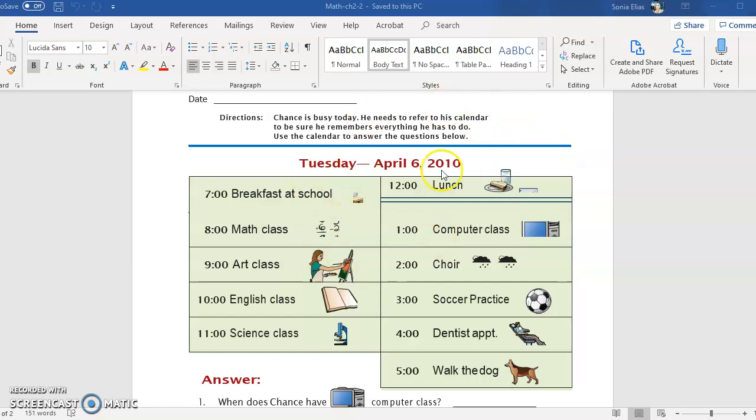First, we need to read the directions. Okay, Chance is busy today. He needs to refer to his calendar to be sure he remembers everything he has to do. Use the calendar to answer the questions below. Okay, so you need to answer the questions below.